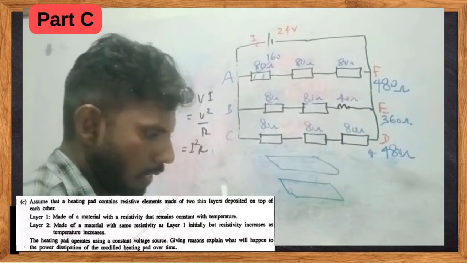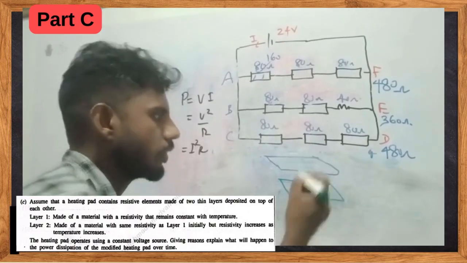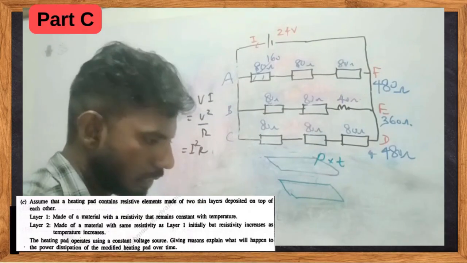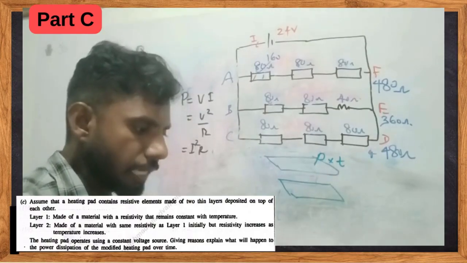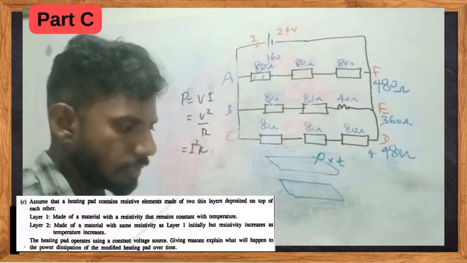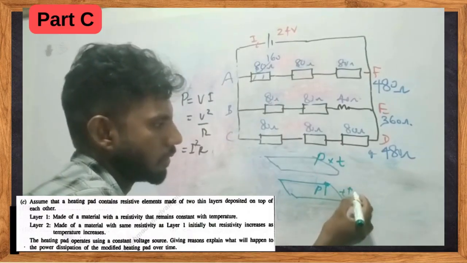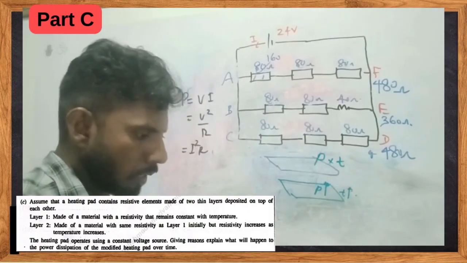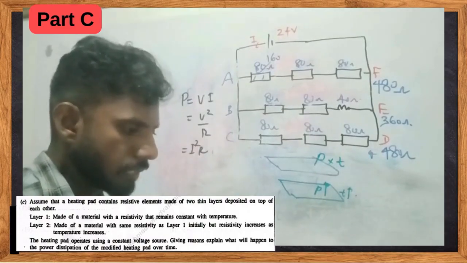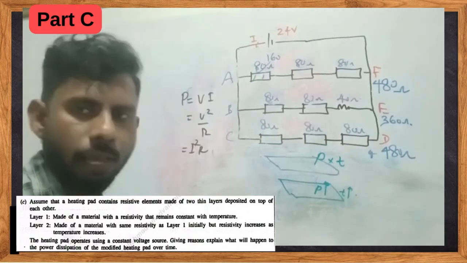And layer 1 is made of a material with a resistivity that remains constant with temperature. So rho will not change with temperature. And the second one is made of a material with the same resistivity as layer 1 initially, but resistivity increases as the temperature increases. So rho increases as the temperature increases. The heating pad operates using a constant voltage source. Giving reasons, explain what will happen to the power dissipation of the modified heating pad over time.